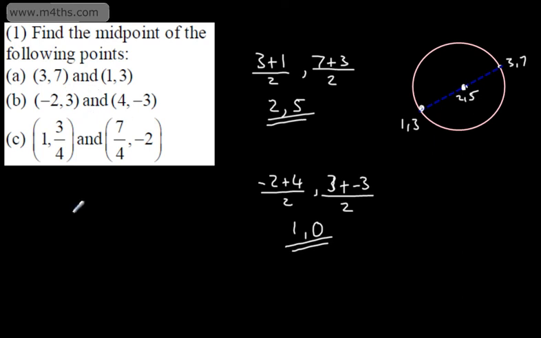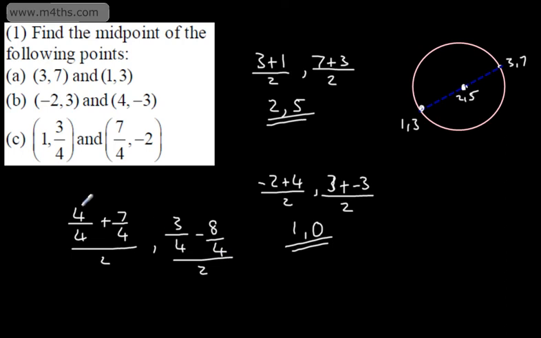If we look at the next one, we've got 1 plus 7 over 4. I'm going to write this as 4 over 4 plus 7 over 4 divided by 2. And then we're going to have now 3 over 4 minus, I'm just going to write this now as 8 over 4. So 8 over 4, and that is over 2. So we can see that this is going to give us 11 over 4 over 2, which is 11 over 8. And then we're going to get -5 over 4 over 2, which is -5 over 8.